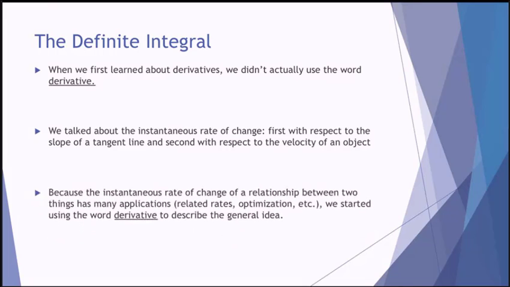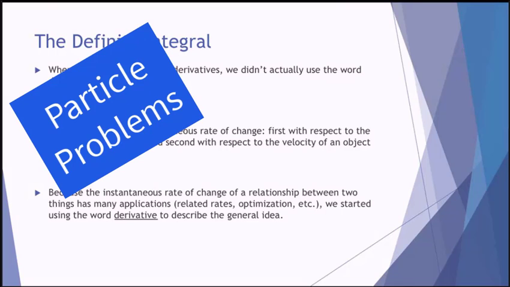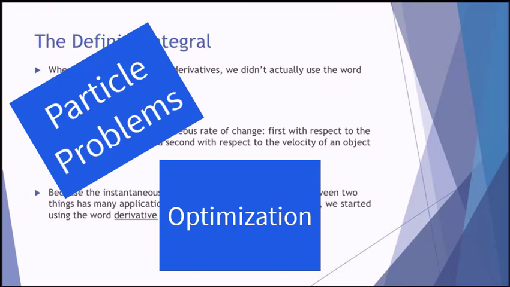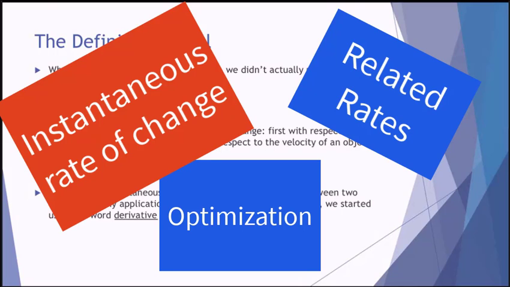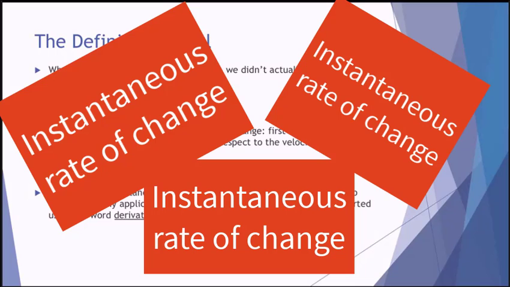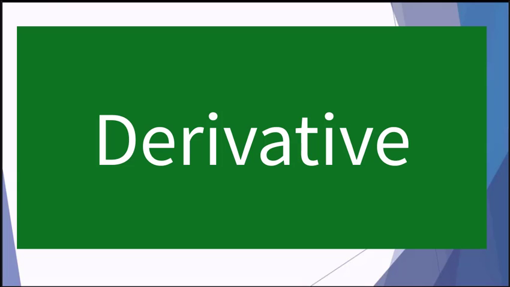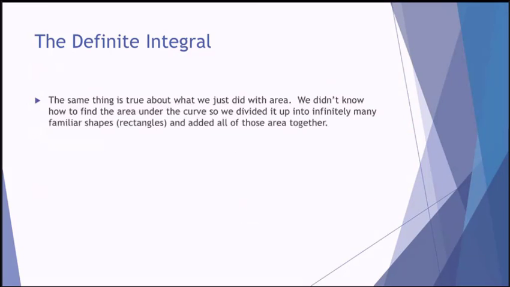And what ended up happening was, because this idea of instantaneous rate of change had so many applications, I mean, we've done particle problems, we've done optimization, we've done related rates, instead of having to repeatedly say instantaneous rate of change, we used a different word. And that's where we come up with the word derivative to describe the general idea of an instantaneous rate of change. So the same thing is true about what we just did with area.